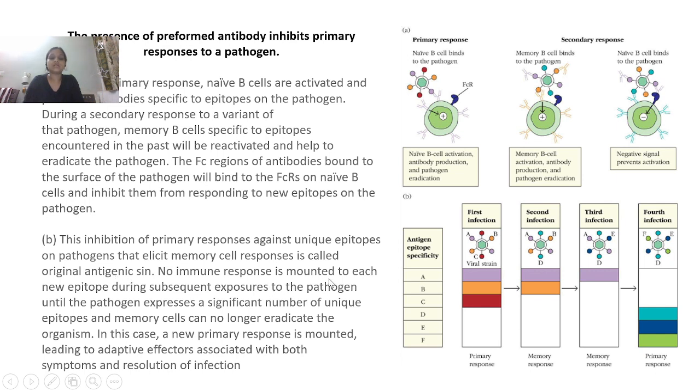So no immune response is mounted to each new epitope during subsequent exposure to the pathogen until the pathogen expresses a significant number of unique epitopes and memory cells can no longer eradicate the organism. So in this case, a new primary response is mounted, leading to adaptive effects associated with symptoms and resolution of infection. For example, as I already told, point mutation occurs by antigenic drift in the influenza, and it is a gradual mutation, so one by one it is changing its nucleotides. So it takes years to develop a completely new strain.